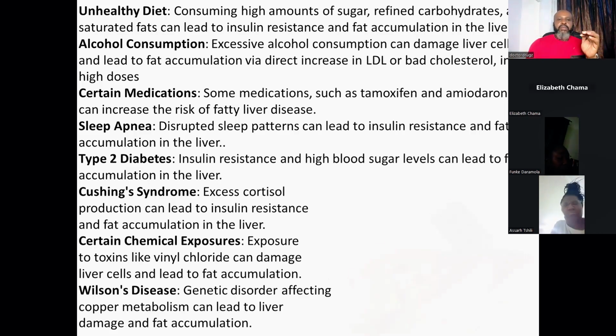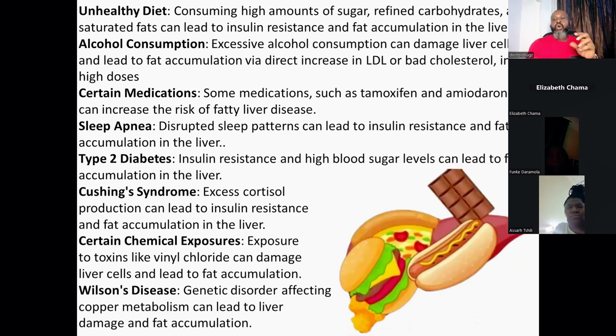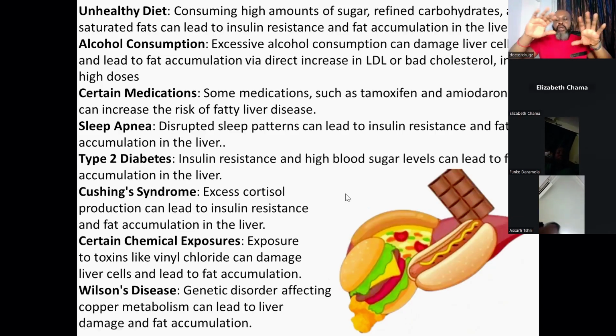Cushing syndrome simply means there's an excess of cortisol or stress hormone. You can see this picture on the right here, lower right of our screen. You can see somebody's liver is already taking the shape of a fast food restaurant as well, with a chocolate topping on top. You can see these things are a no-no when we're talking about fatty liver disease.